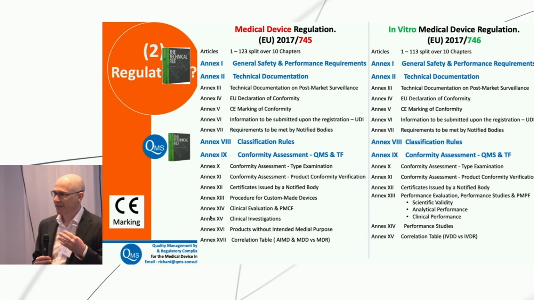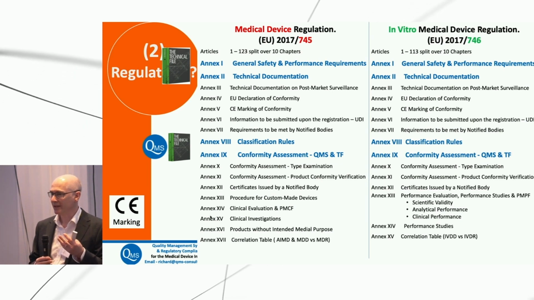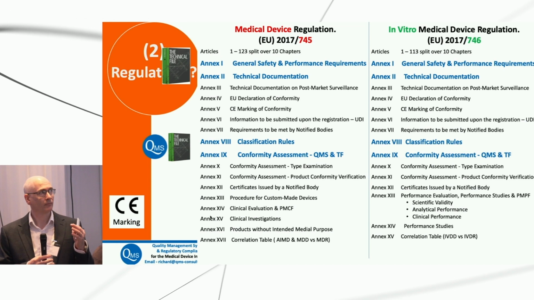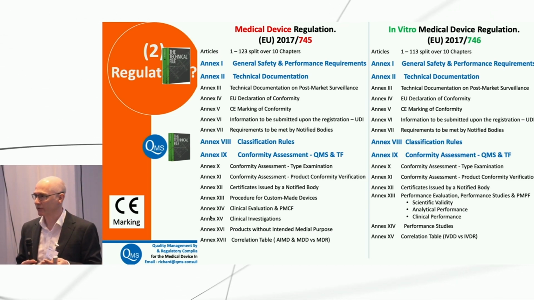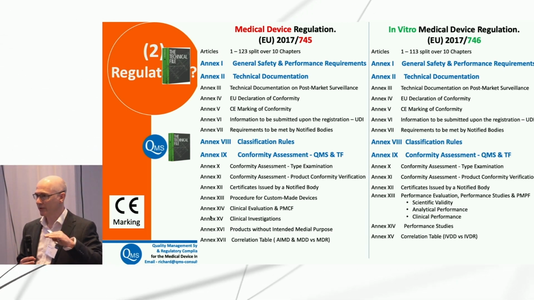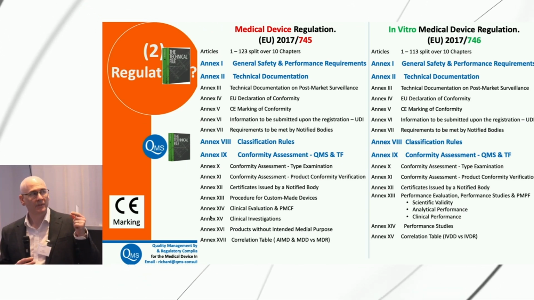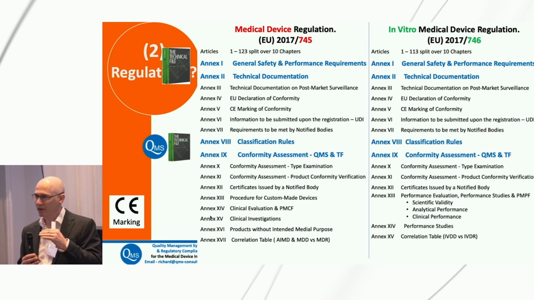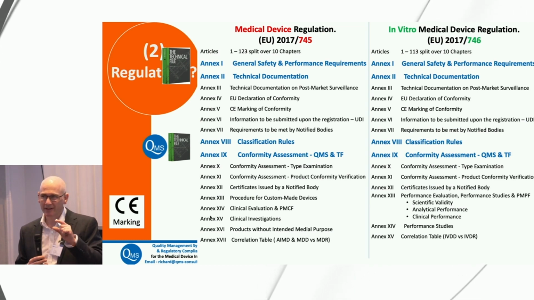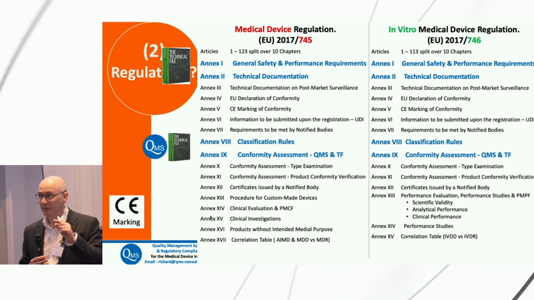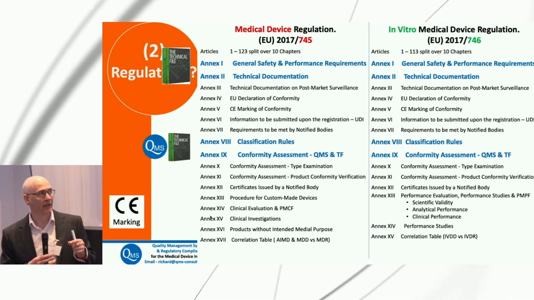Annex 2 talks about technical documentation and will tell you what you need in your technical file for producing a CE mark device. Annex number 8 is where the classification rules are. So if you just read Annex 8 in either the medical device regulation or the IVDR, then you will easily be able to determine what class your device is. For about 90% of all devices, it's very easy if you just go to that annex. For the 10%, perhaps ask myself or somebody else.